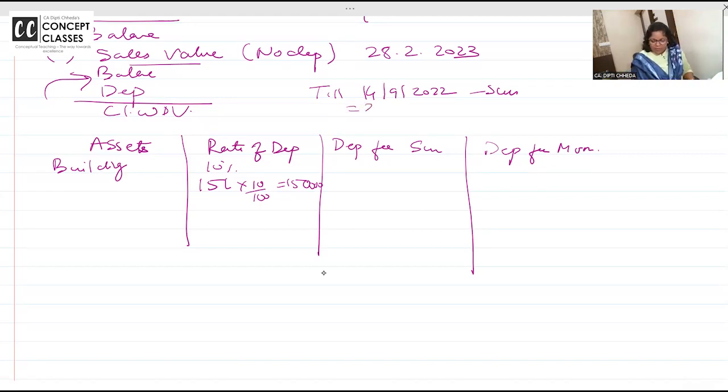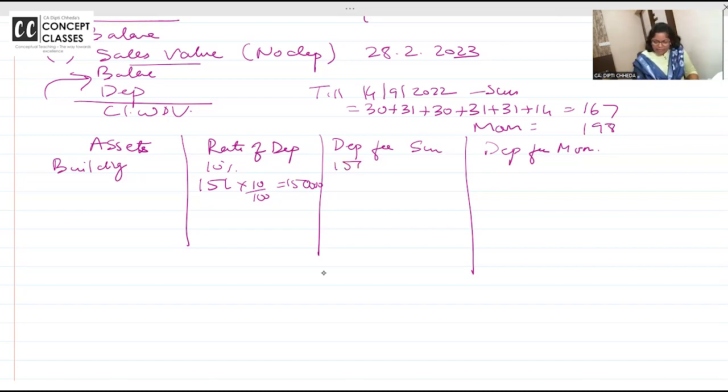So till 14 September: April, May, June, July, August and September. See how many days? You can do it in the calculator in the exam. I am writing to show you. Sometimes, you know, we miss on the basics only. April, May, June, July, August, September. 167 days for Sun, and total 365 days are there, so 198 days for Moon.